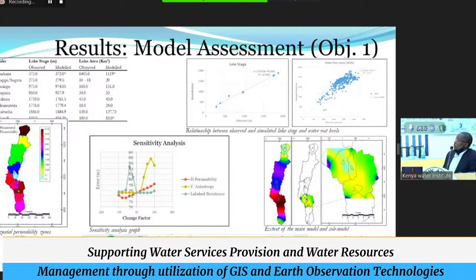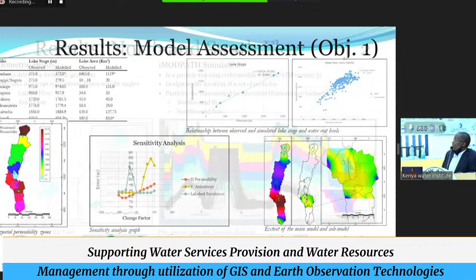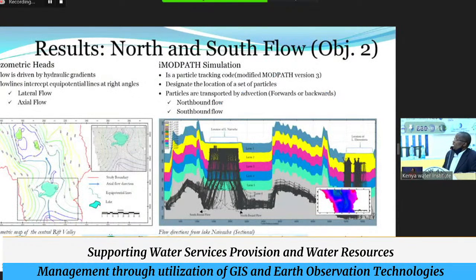So for objective one, our model was assessed, and the model assessment showed that the model is fairly good. And then the model showed us in the bottom left here that it's possible for us to have the results of horizontal permeability or the hydraulic conductivity, and you can categorize them using those colors, and also show us the sub-model. I will go into details if someone is interested with questions. Next, please.